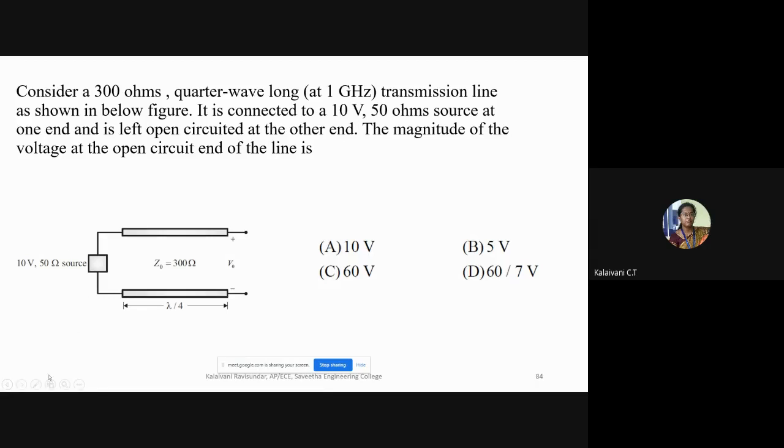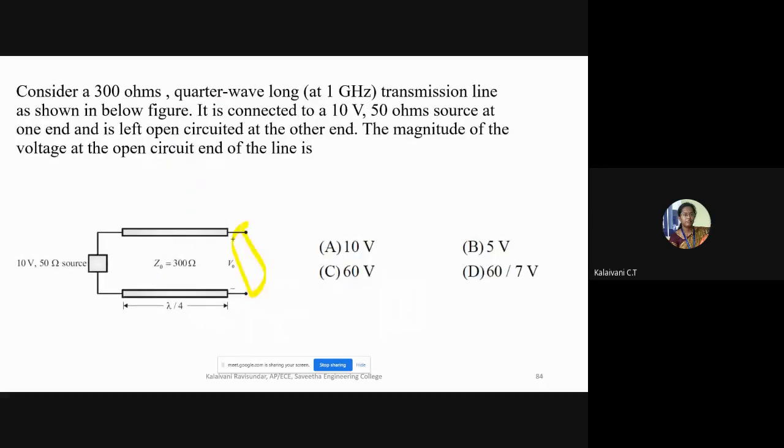If you see this diagram, we can see this is our open circuited end. This is the source. They have given 10 volt, 50 ohms. Characteristic impedance is 300 ohms. The length of the line is a quarter wave.